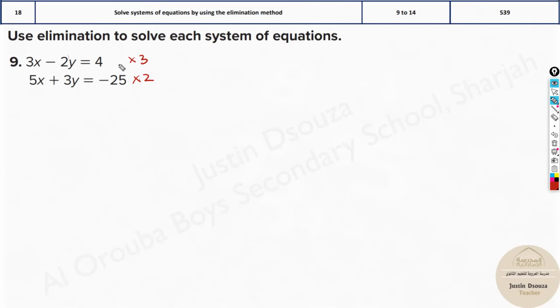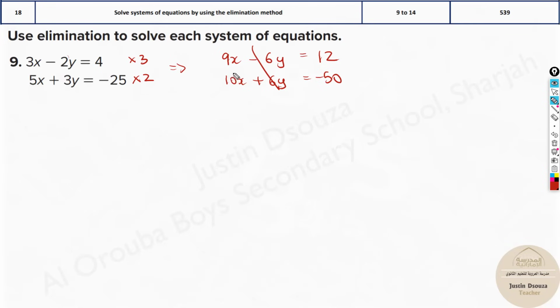So what will happen is, I'll write it over here. 3 times 3 will be 9x minus 6y equals 4 times 3 is 12. Now do the same thing in the second equation. Here you multiply by 2. It'll be 5 times 2 is 10x plus 6y equals negative 50. Now simplify them. You can't cancel the x terms, but you can cancel the y terms. Minus 6y plus 6y is 0, so the y is gone.